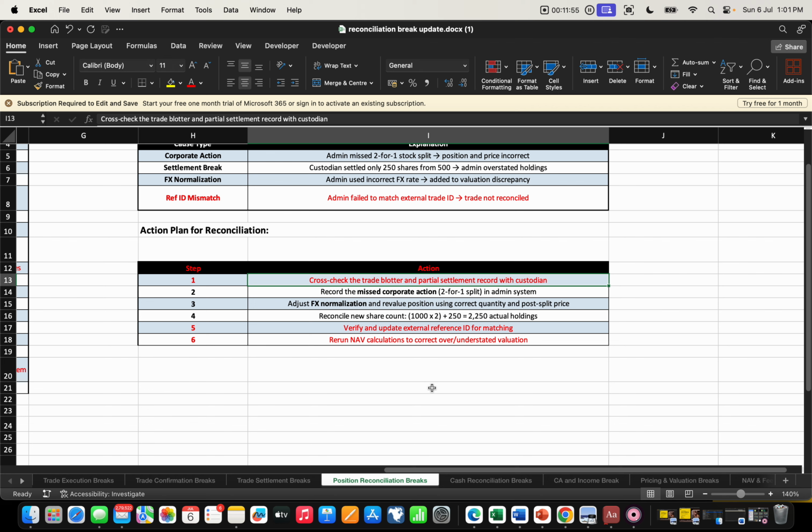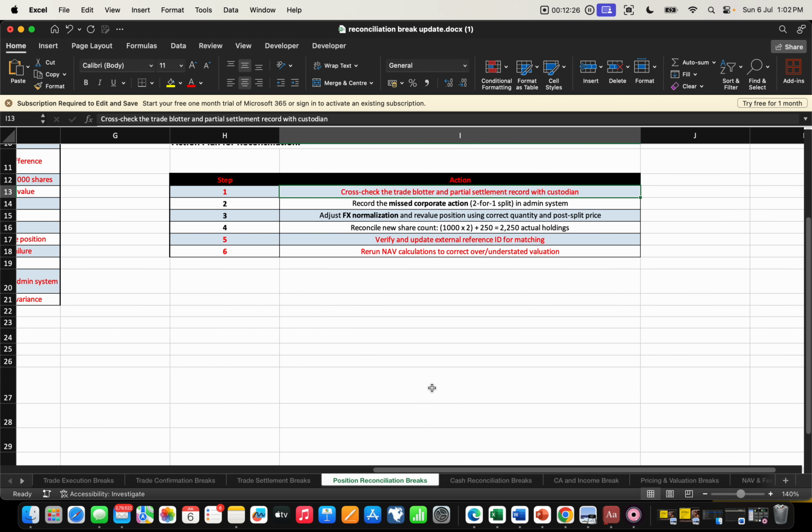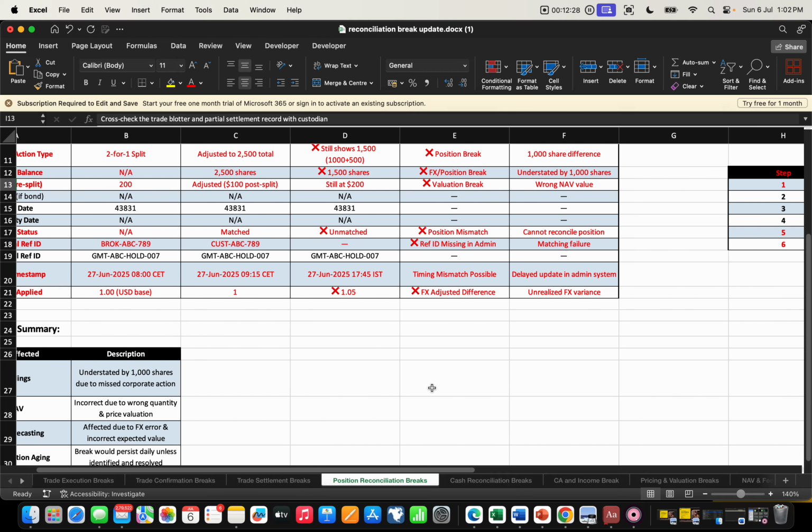So if you get a confirmation that the quantity is correct, insert that quantity, along with the price you have to use. You can take a reference of the Bloomberg last traded price and accordingly fill it in, as well as reconcile the new share count, like 1000 plus 250 shares, 1250 actual holding, whether it is matching or not. Just cross verify, and update the external reference ID once the match is confirmed correct. Rerun the NAV and calculation and correct everything accordingly. So this is how you have to follow.